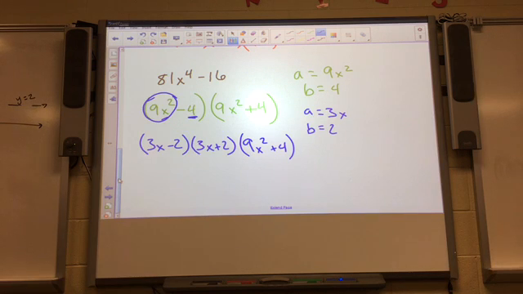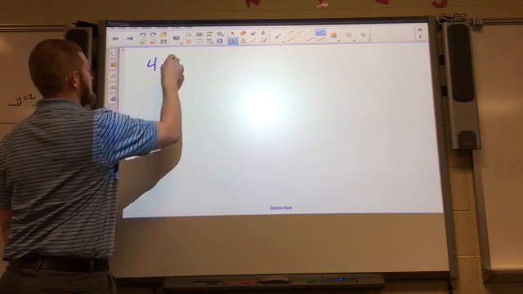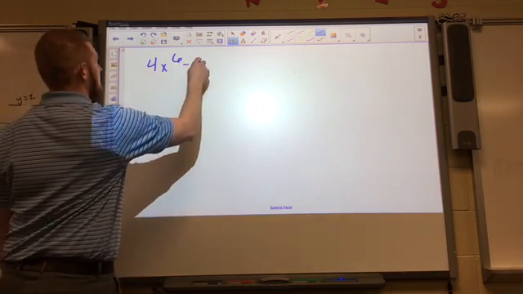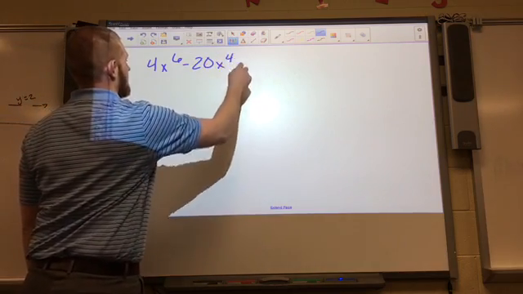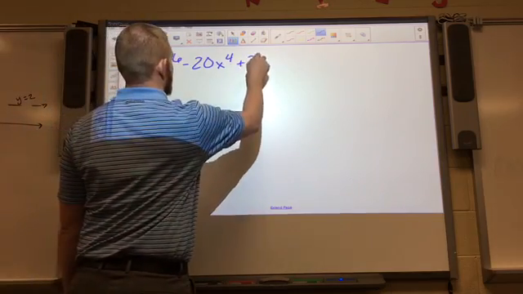Let's do 4. We're going to go ahead and do that other example there. So I have 4x to the 6th minus 20x to the 4th plus 24x squared.